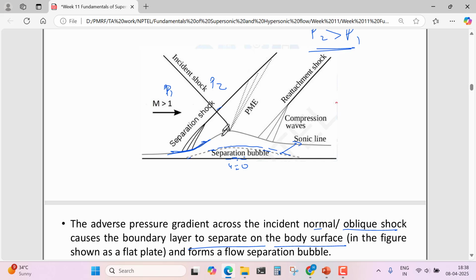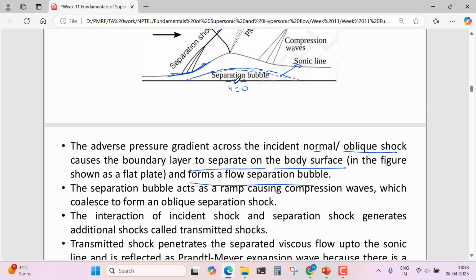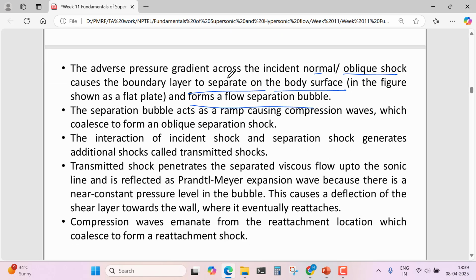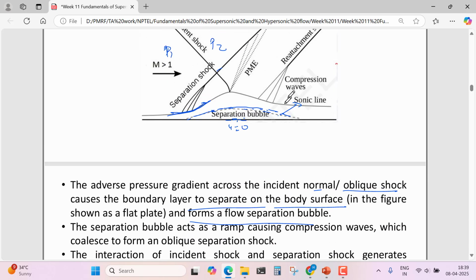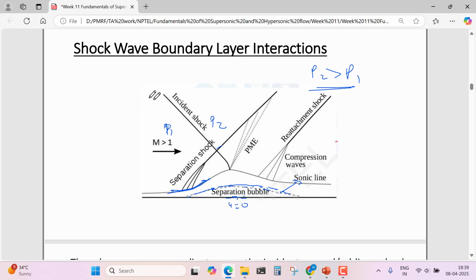And why does the nature of this transmitted shock change? Because there is almost constant pressure in the bubble. So if some wave is reflected from the constant pressure boundary, then its nature will change. That's why there is a Prandtl-Meyer expansion. This expansion will cause the shear layer to deflect towards the wall. As it moves towards the wall, the bubble will reattach to the wall, and due to this reattachment there will be a series of compression waves, which will coalesce together and form a reattachment shock. This is the shock wave boundary layer interaction on the flat plate.